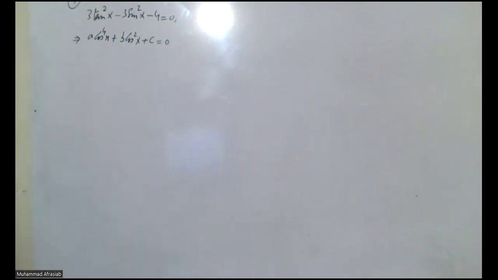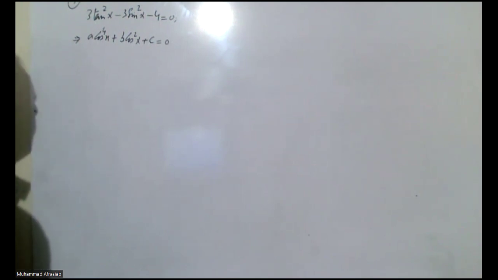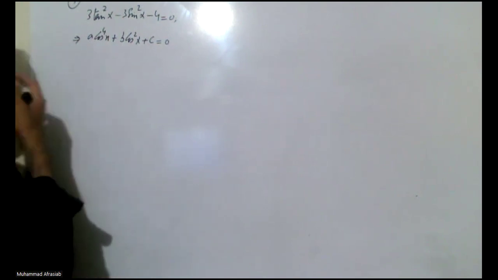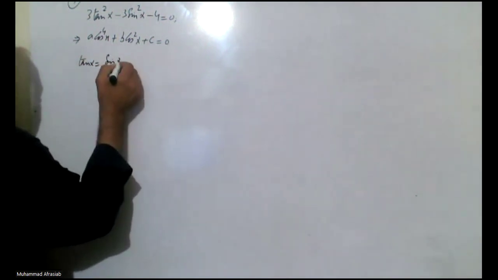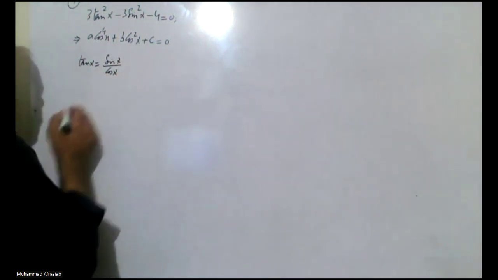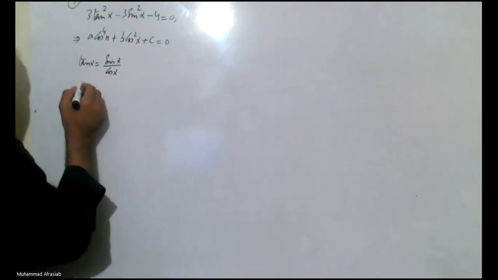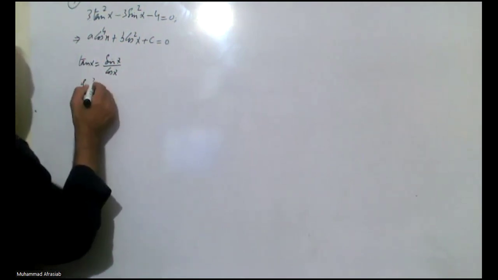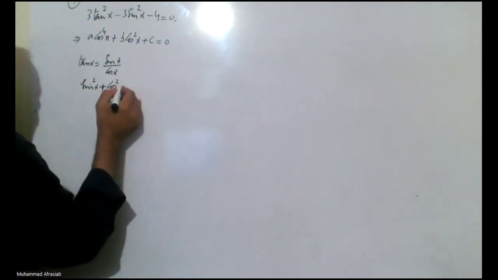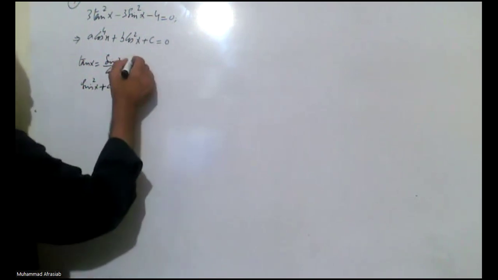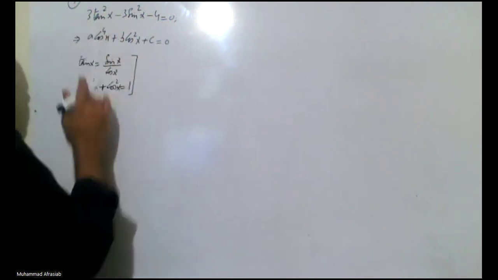We are going to express 3 tan square of x minus 3 sine square of x minus 4 equal to 0 in this form, a cos 4x plus b cos square of x plus c is equal to 0. We know that tangent of x is equal to sine x over cos x, and the second identity, sine square of x plus cos square of x is equal to 1. So we are using these two identities in this equation.